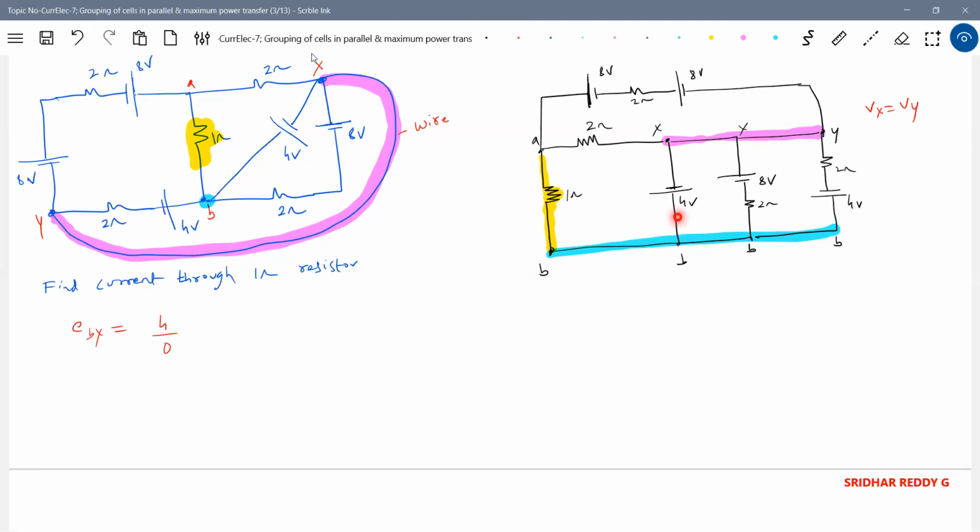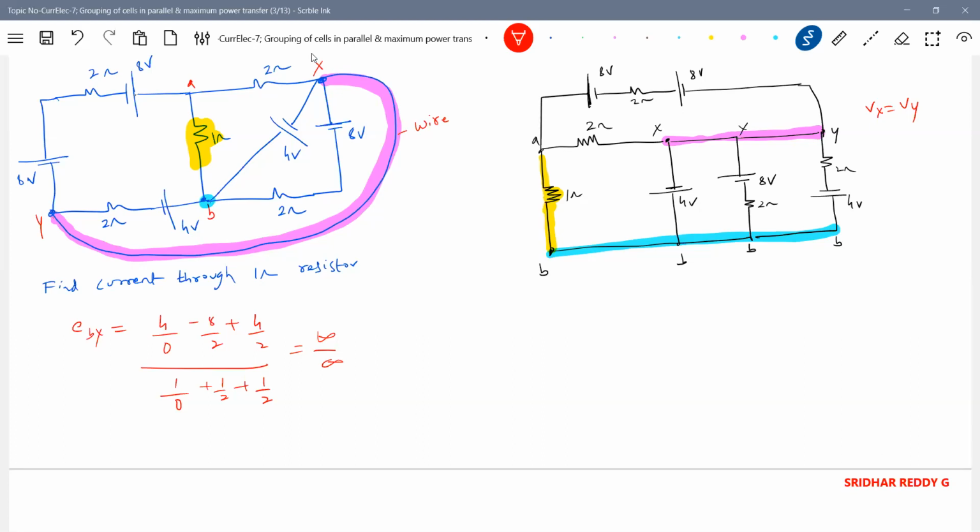What is our formula? Summation of E by R over summation of 1 by R. What is the effective resistance across this? It is 0. Then this will be minus 8 by 2, this will be plus 4 by 2. Summation of 1 by R will be 1 by 2 plus 1 by 2. I think this is not defined, no? So this particular formula will not help us. Then formula will not help us means what to do?